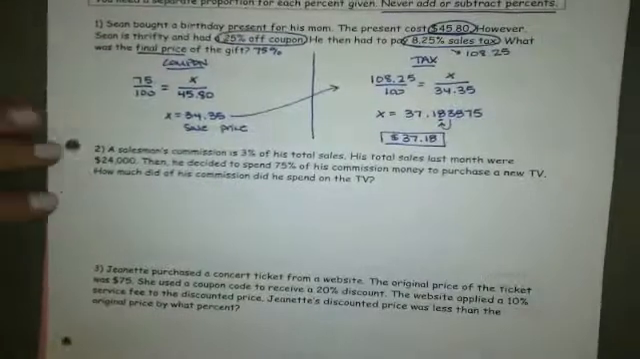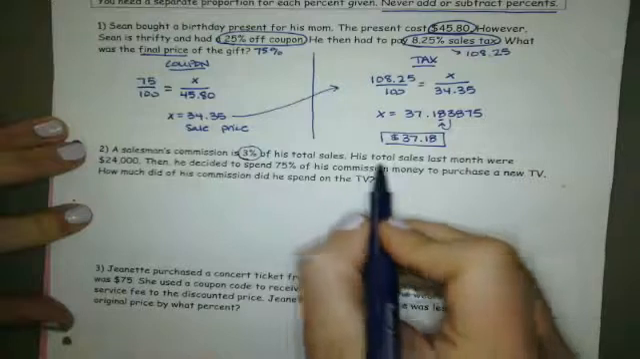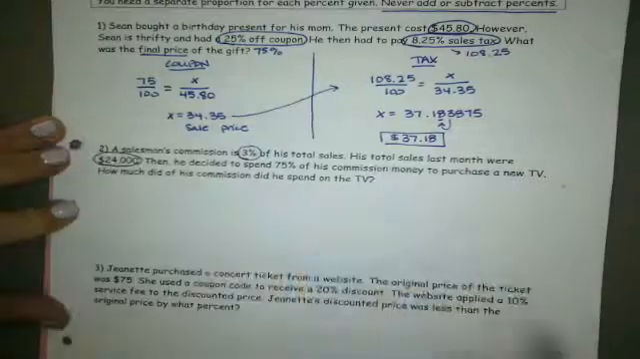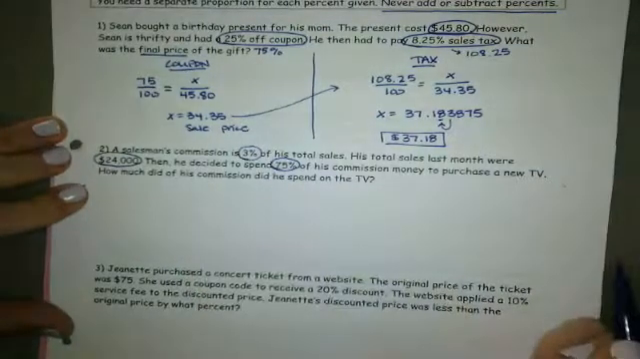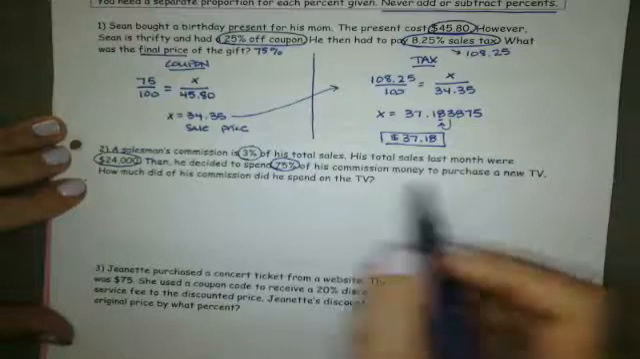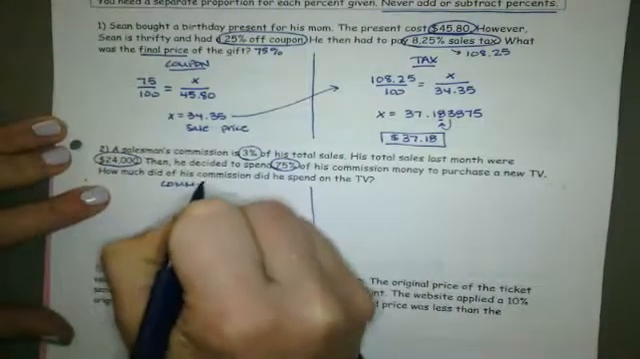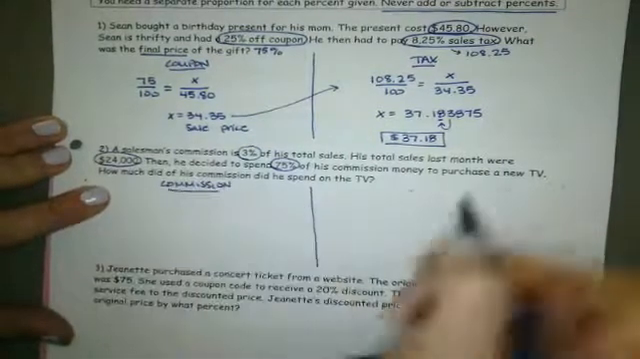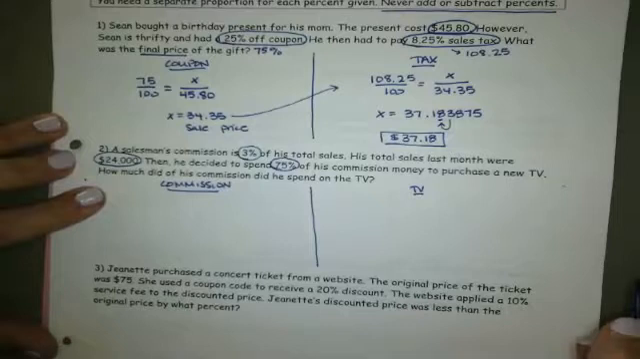Number 2, a salesman's commission is 3% of his total sales. His total sales last month were $24,000. Then he decided to spend 75% of his commission money to purchase a new TV. How much of his commission money did he spend on the TV? So again, this is a two-part problem. First, we have to figure out how much commission he makes. Then we're going to use that to figure out how much he's going to spend on the TV. I'm going to solve this one with an equation just to show you the other way, but you certainly could use a proportion if you're more comfortable with that.